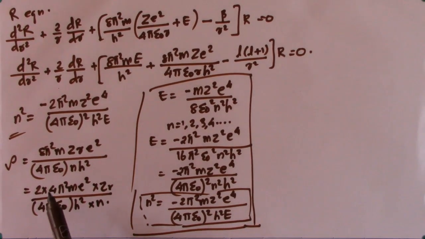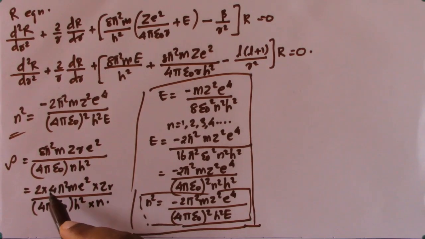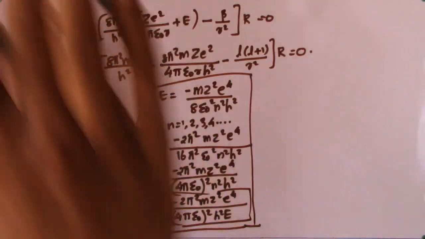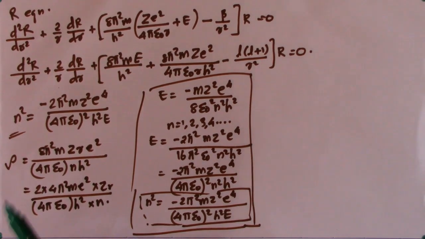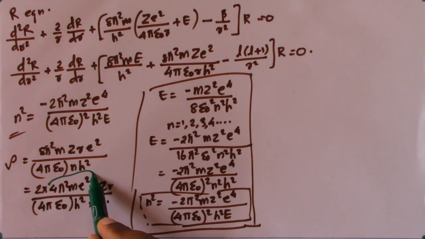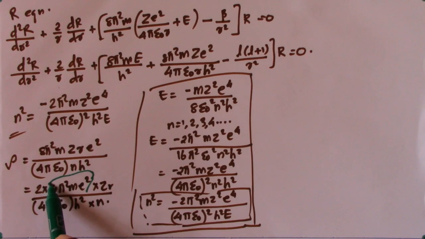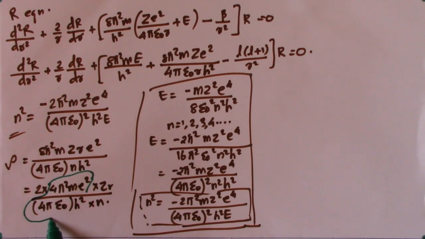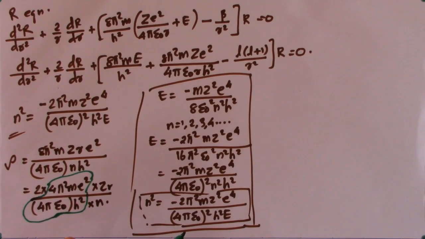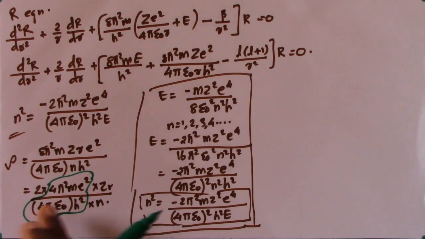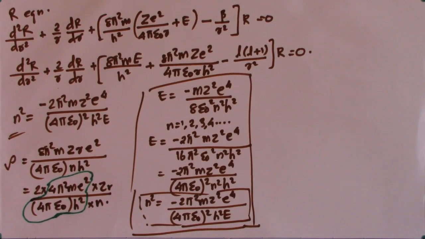Why I wrote like this? Because these set of parameters means 4 pi square m e square divided by 4 pi epsilon 0 h square. Okay, these together, do you know what is that? I will explain what is that. We will see.